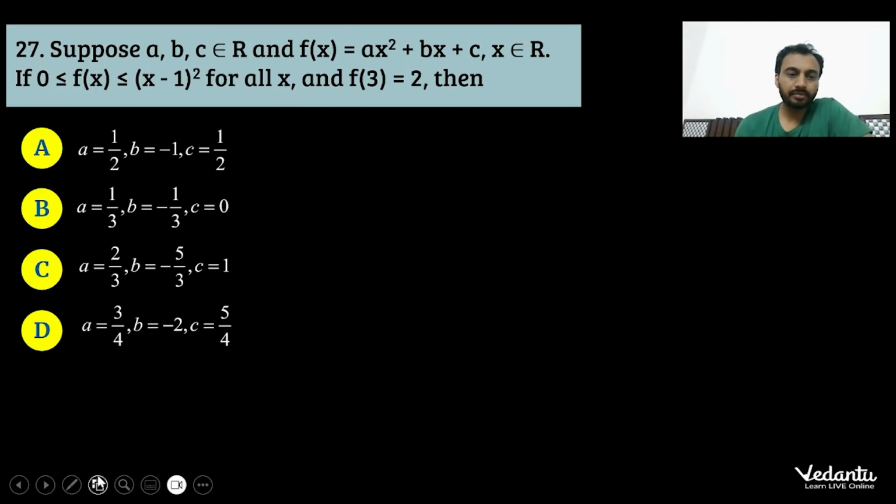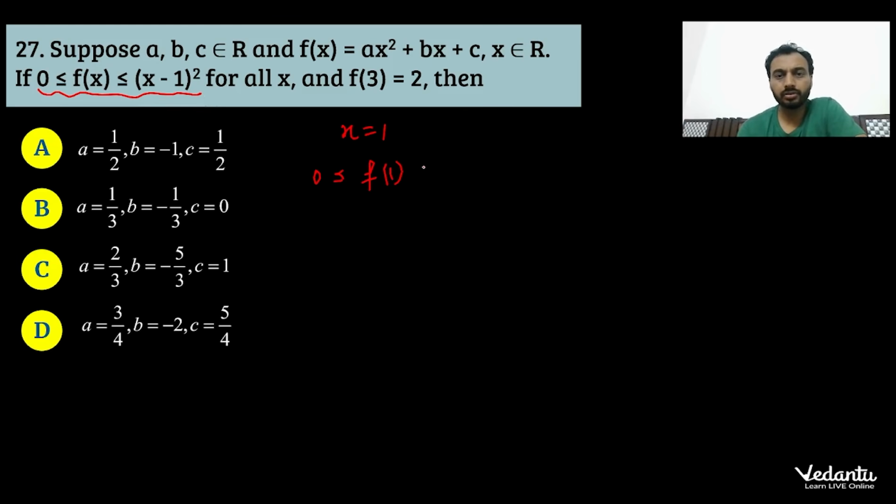In question number 27, we have a quadratic function f(x) = ax² + bx + c, where f(x) lies between 0 and (x minus 1)² for all x, and f(3) is equal to 2, and we have to find a, b, c. So if I put x equal to 1, we get f(1) is between 0 and (1 minus 1)², which is 0. So clearly f(1) is equal to 0, and in fact this is the minimum value of this quadratic, and we know that there is only one point where f(x) has a minimum value. So it means x equal to 1 is the vertex of this quadratic, right?